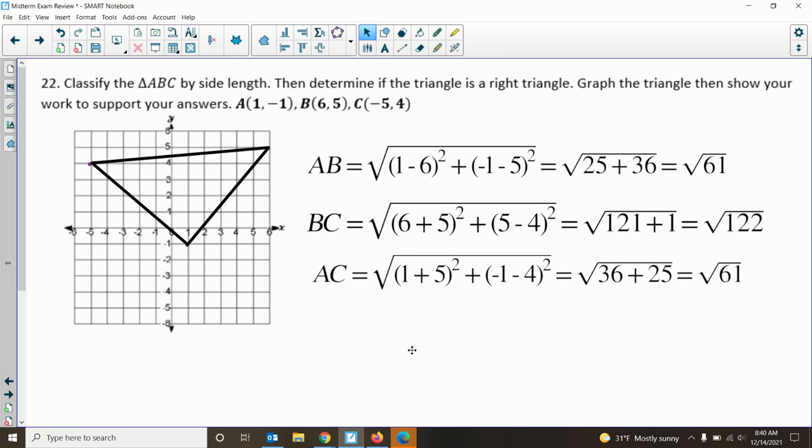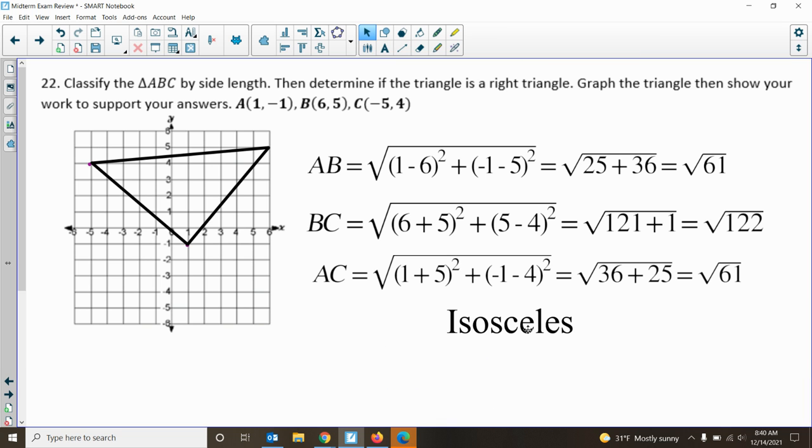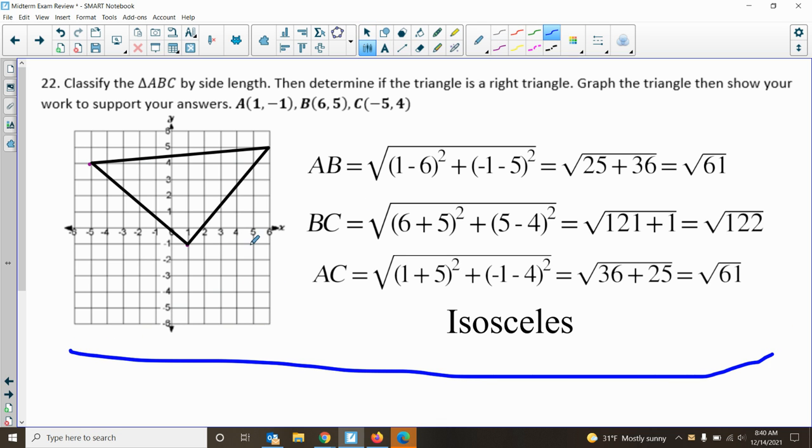So by side length, we can say that this triangle is isosceles, right? Because two of the sides are congruent. If all three were radical 61, then we'd have equilateral. And if all three were different, we would have a scalene triangle. But in this case, it's definitely isosceles.